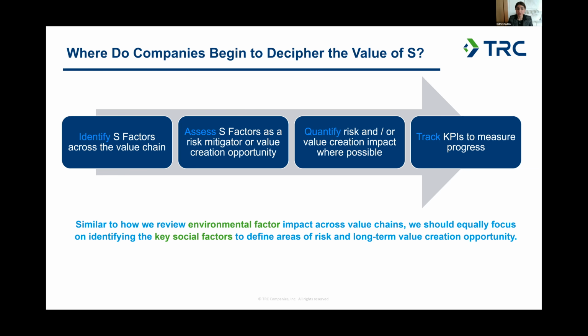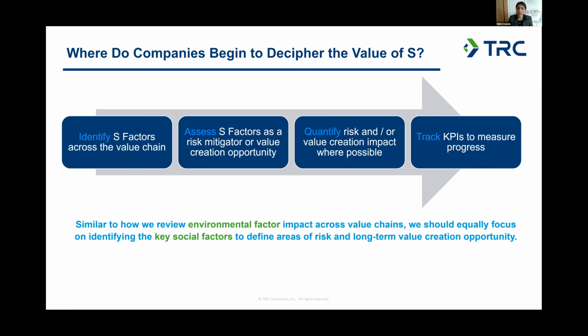One is identifying, first of all, these S factors across the value chain. What are the social factors that are relevant across the chain? And I'll showcase a quick example of that. Next, we get into the assessment of whether these social factors are a risk mitigator or a value creation opportunity. Then look into quantification. Can we quantify the risk or the value creation impact? And lastly, can we track KPIs to measure progress?